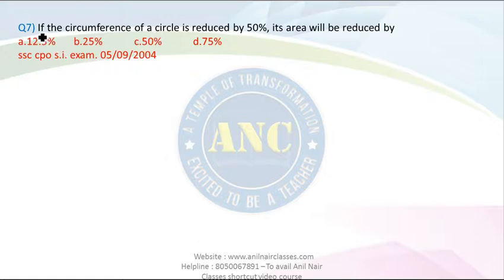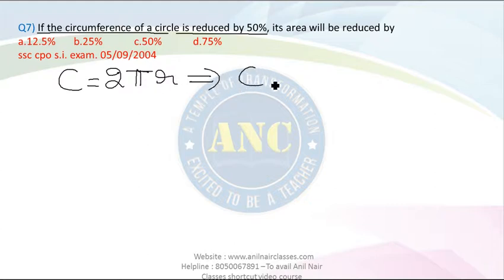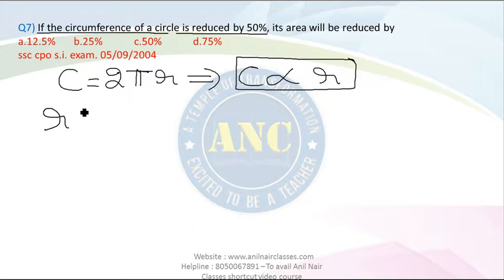See the next question. If the circumference of a circle is reduced by 50%, I already told you that circumference is equal to 2 pi r. That means circumference is directly proportional to radius. If the circumference is decreased by 50%, it means the radius is decreased by 50%. Both are absolutely same, right? Your question is, area will be reduced by how much percent?